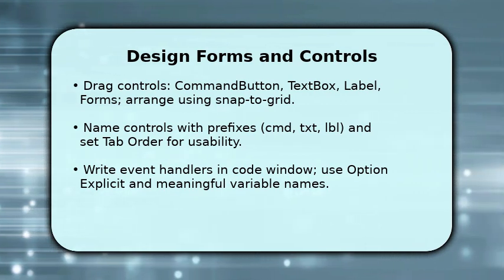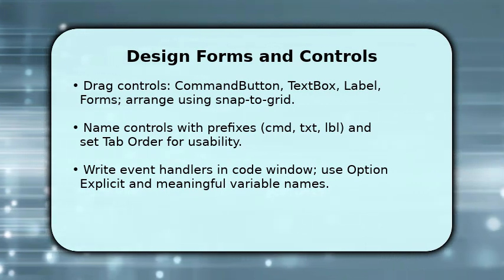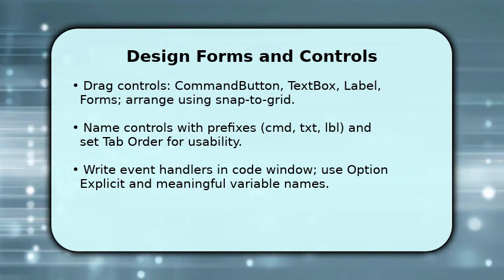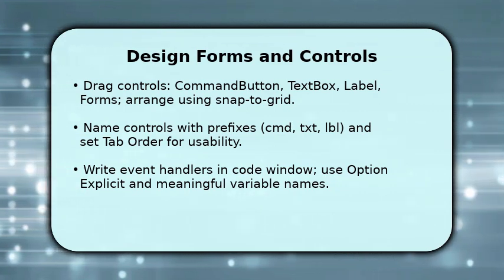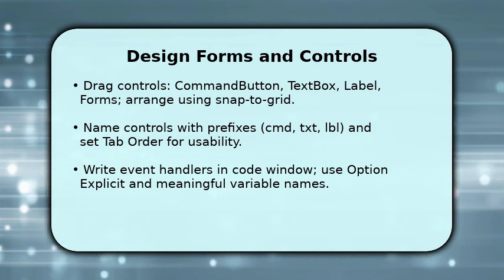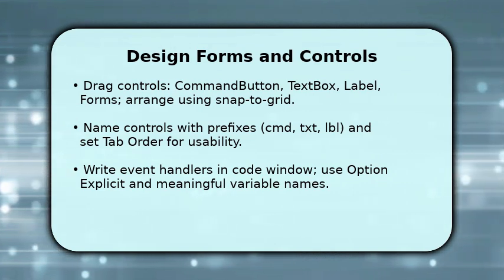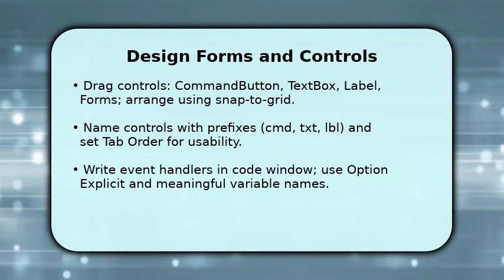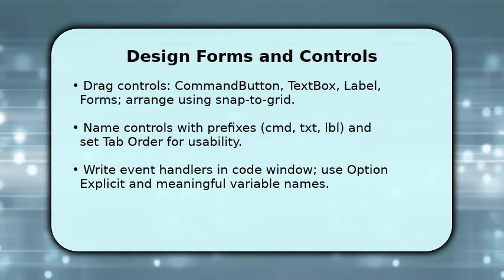Once done, open the code window and implement event handlers for key events such as Click and KeyPress. Use Option Explicit at the top to prevent errors and declare types. Make sure to comment complex logic and split tasks into subs and functions for clarity.